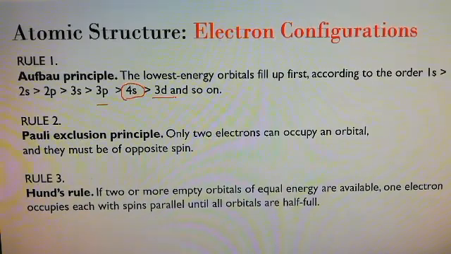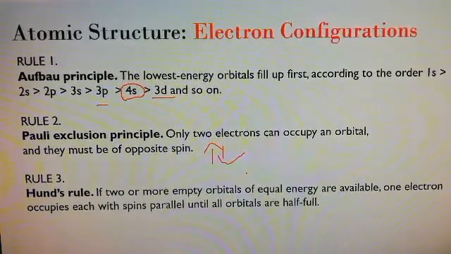Only 2 electrons can occupy an orbital and they must be of opposite spin. And ang electrons, umiikot siya as if they were spinning around an axis. It's like kung paano umiikot ang Earth sa axis niya. So this spin can have 2 orientations, the up and down. And pag ganyan siya dapat.